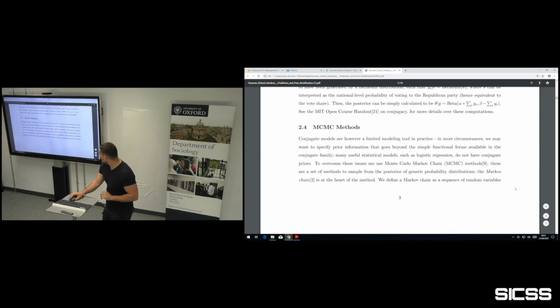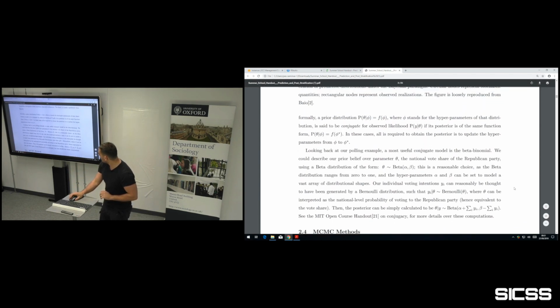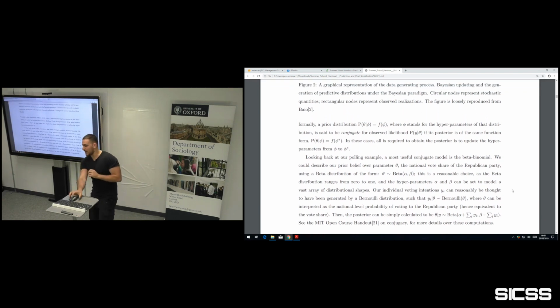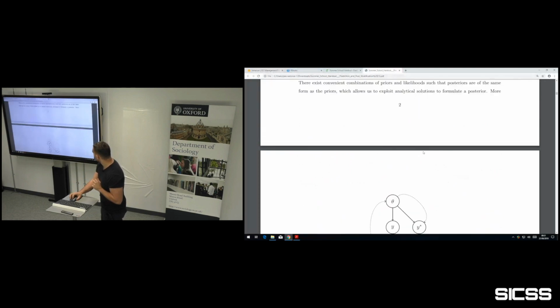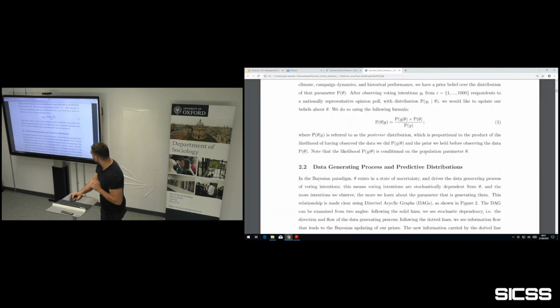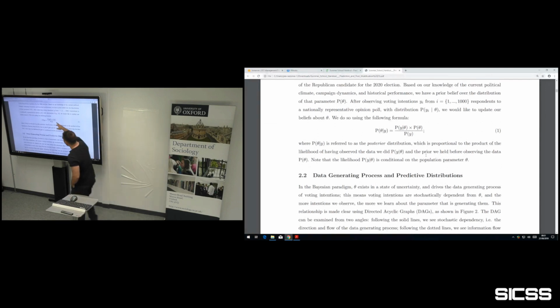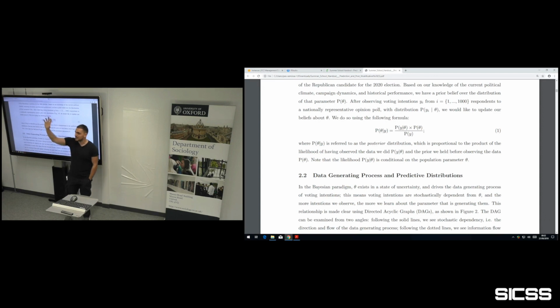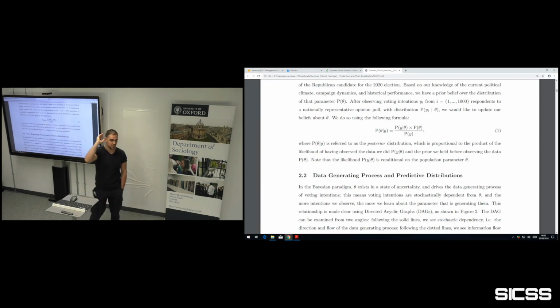Okay. So we've spoken about these priors and posteriors. Let me go back to Bayes' theorem. The way in which Bayes' theorem is set up is that you have this prior, you have this likelihood, and then this updated probability distribution on the hyperparameter is called a posterior.